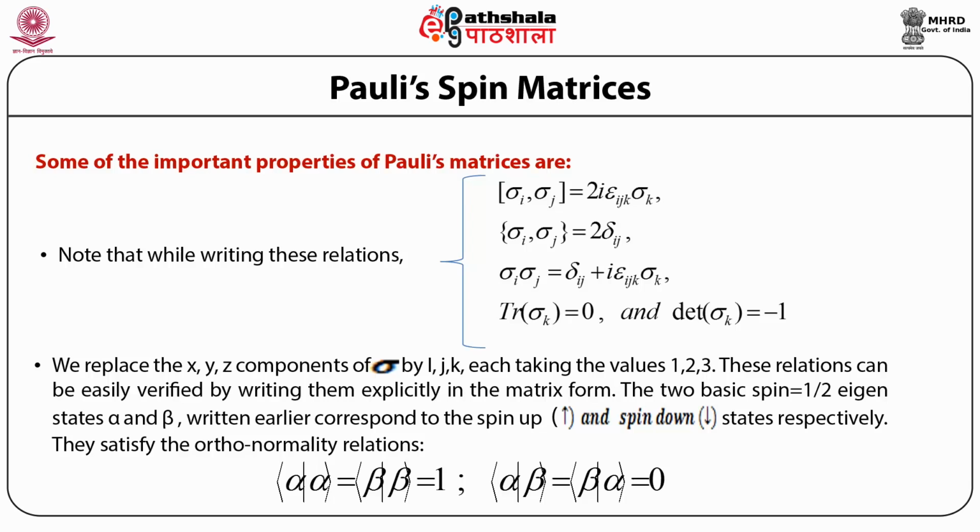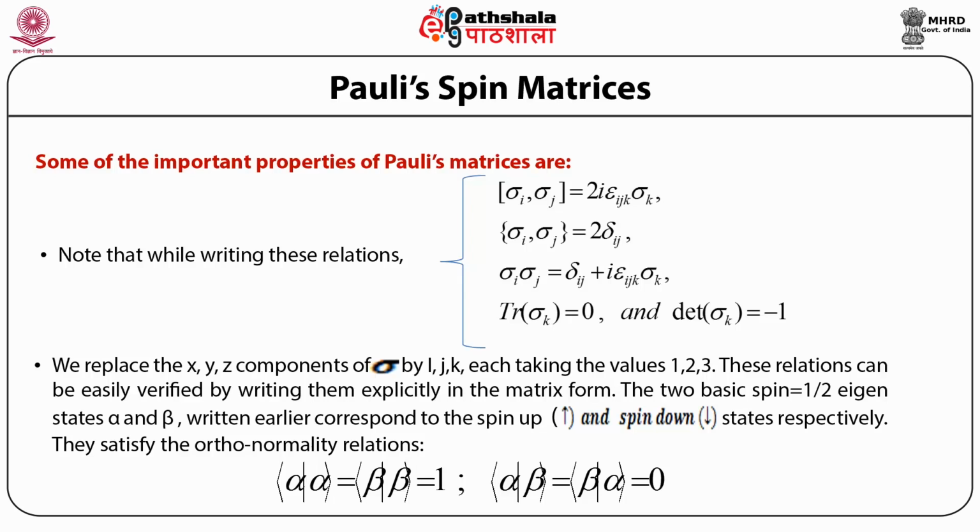So here the first important property of the Pauli spin matrices is its commutation relation. The commutator of sigma i, sigma j turns out to be equal to twice iota times epsilon ijk times sigma k, where epsilon ijk is a tensor of rank 3 and is referred to as the antisymmetric tensor, and sigma k is the Pauli spin matrix denoting the third component.